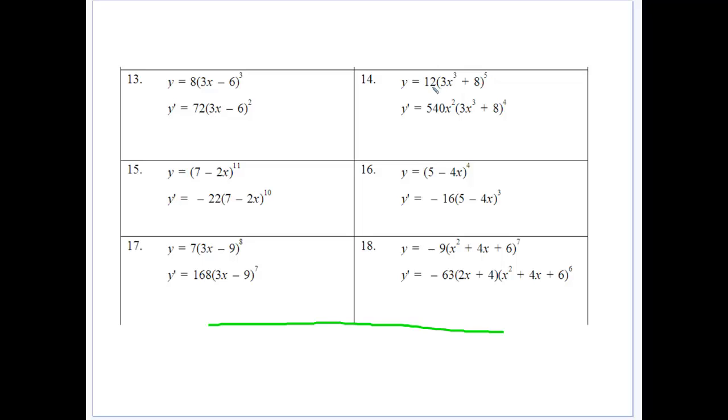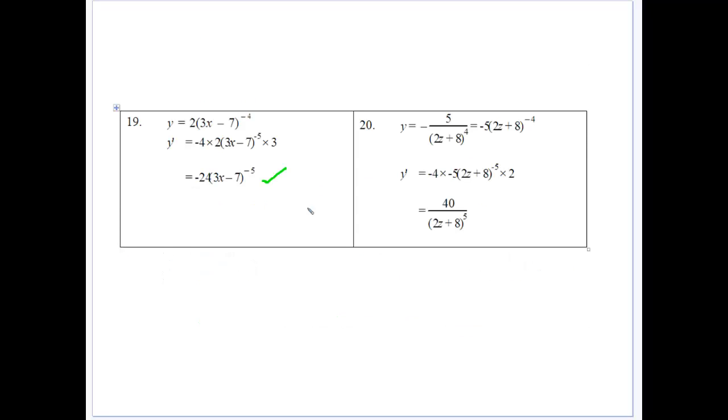Bring the power down, multiplied by the numbers in front, and multiply by the derivative there as well. And if it's brackets that way, leave it in brackets. Don't try and expand this one. Keep them in that nice factorised form because that's always the better way to do it as we go through. So keep going through, keep checking them.